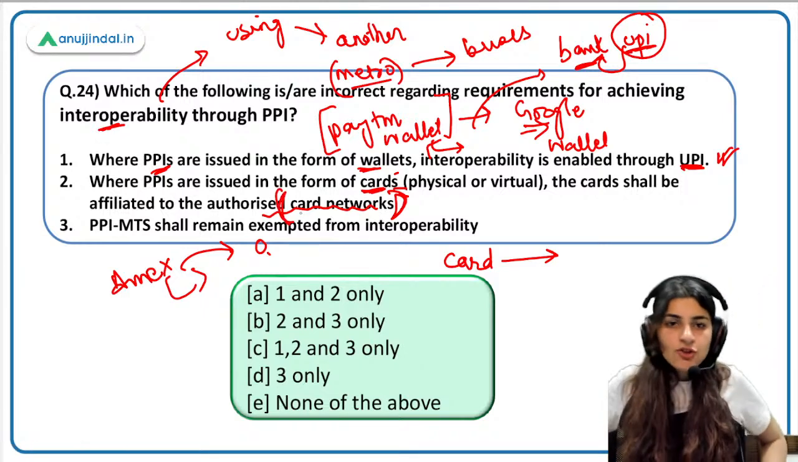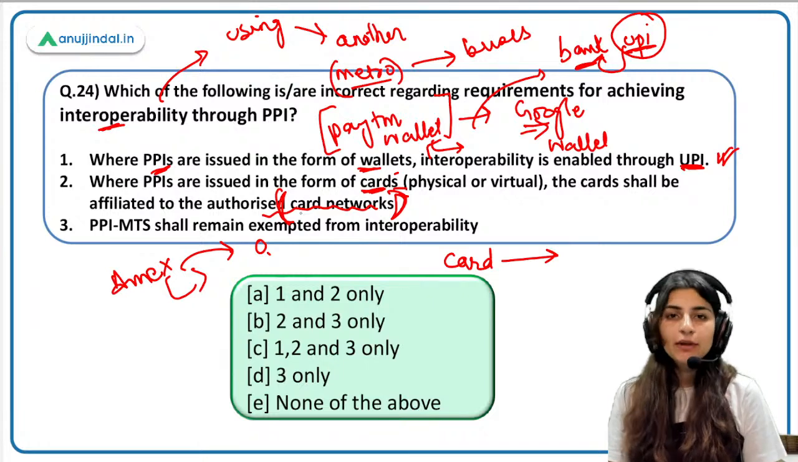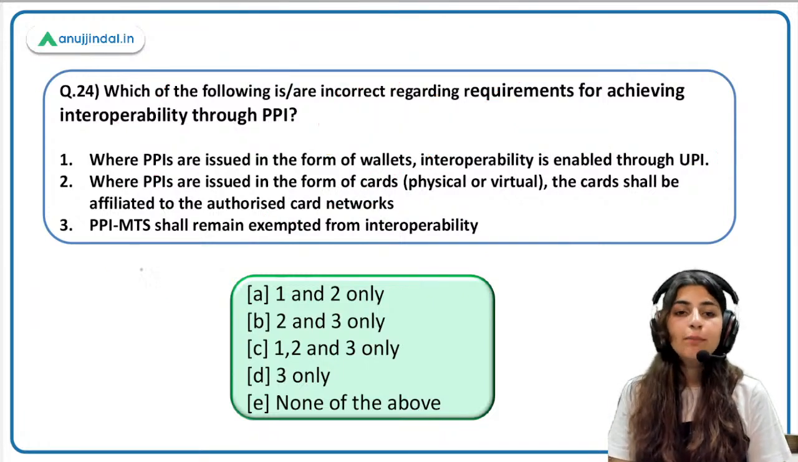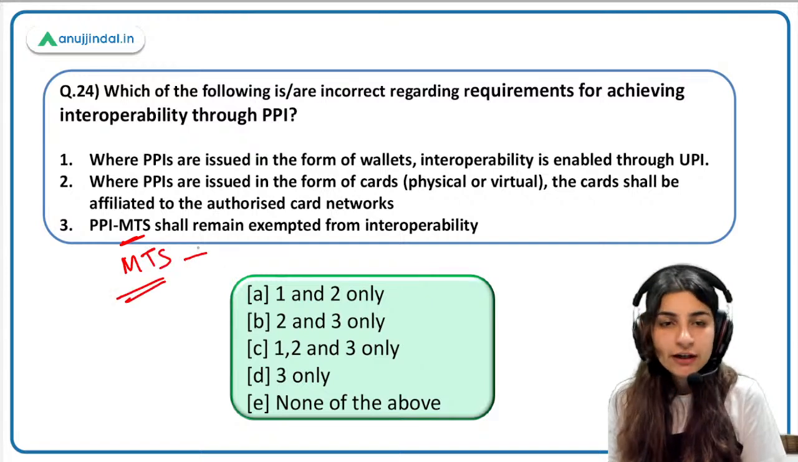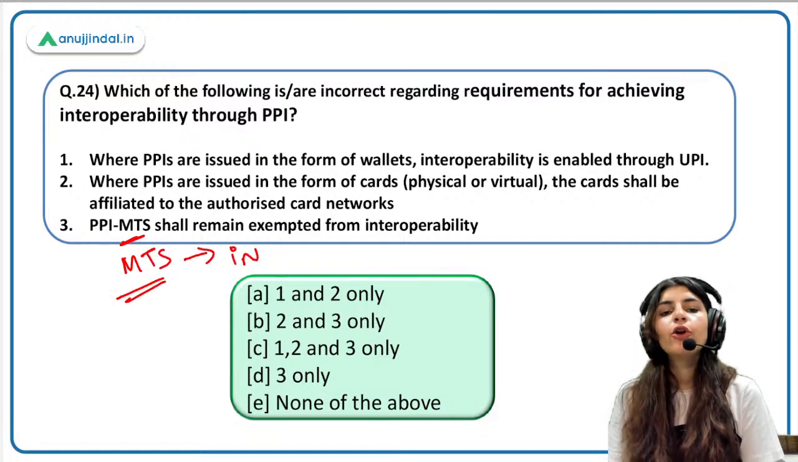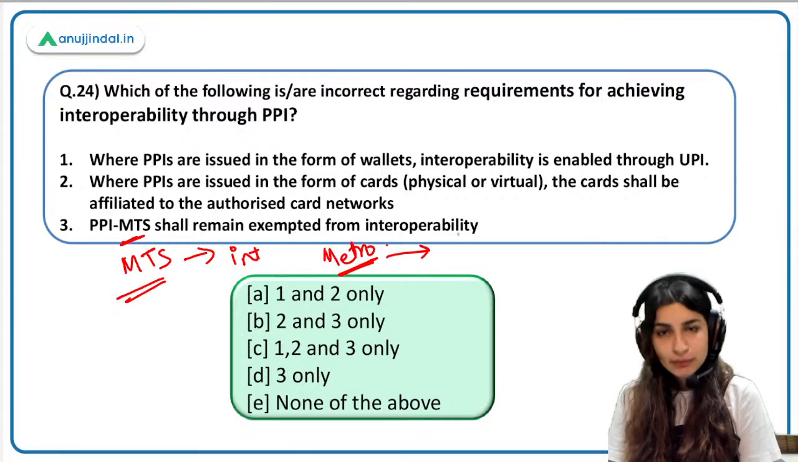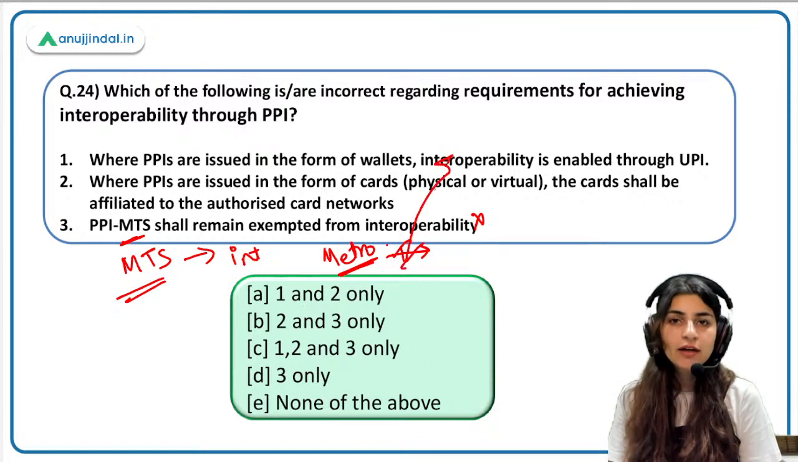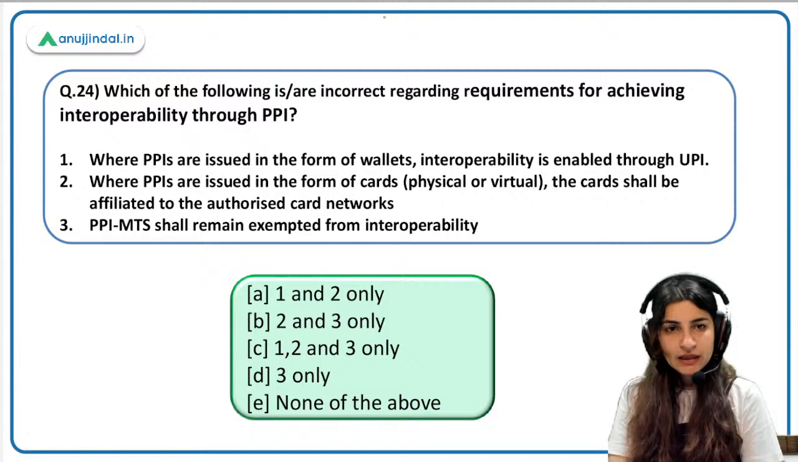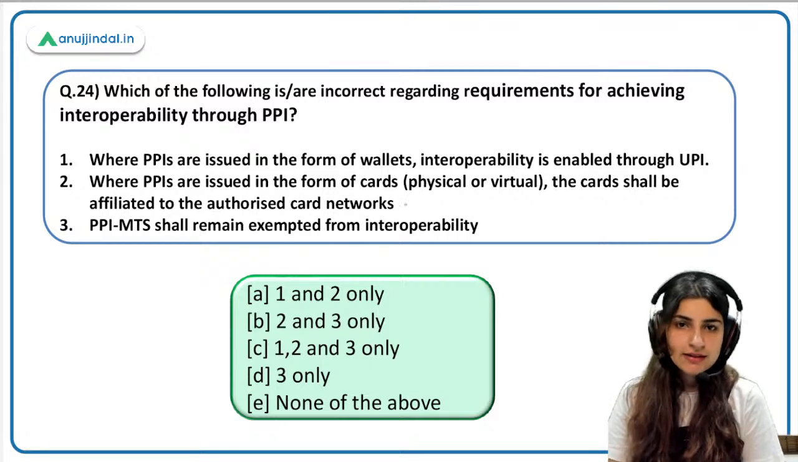PPI-MTS, that is mass transit system, shall remain exempted from interoperability. Now, it depends on the mass transit system operator. They want to give interoperability option or not. So, for example, Metro card, if they tell you you cannot use this Metro card anywhere else, means there is no interoperability, and which is possible because they are exempted from this regulation of PPI-MTS. This is also a correct statement.